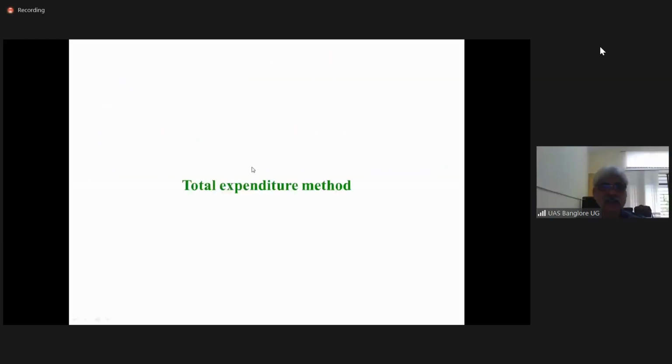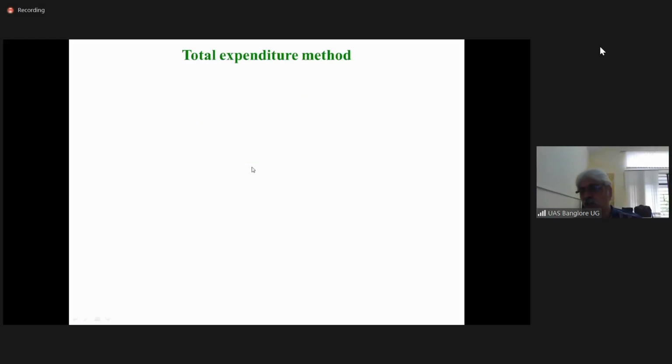I have 3 more minutes. Let me check. Yeah, total expenditure method. Okay, this is the third method. We use the same example, same table, same graph, and so on.